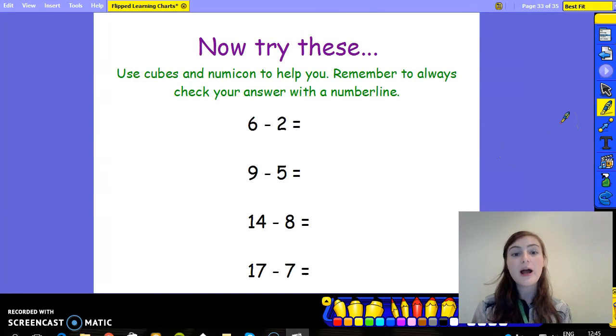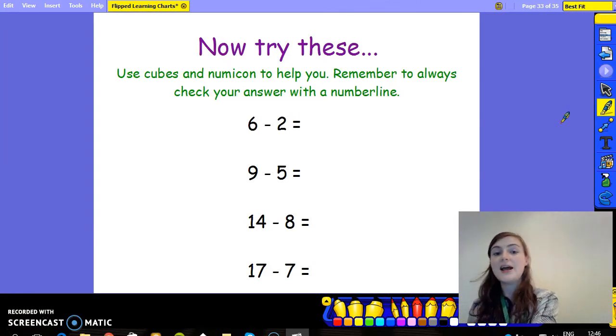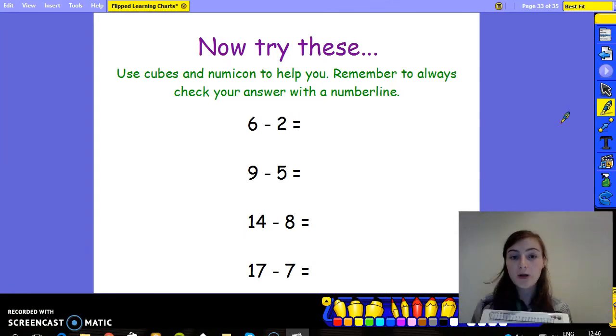Pause the video and have a go at answering these subtraction sentences. Remember, you can always use cubes, numicon, your fingers, and a number line to help you. And you should always check your answer just to make sure your pen hasn't played a trick on you.